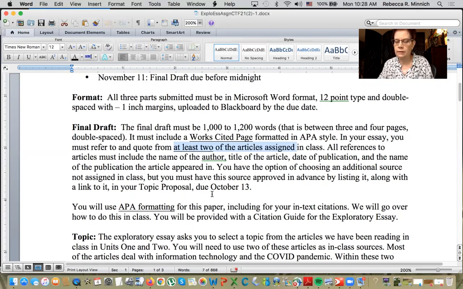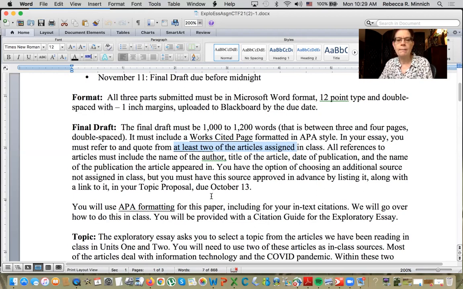So really none of these articles are just being assigned for no good reason, right? If you have a reading assignment in the class, please know that it's going to become the subject of a discussion board post. It's going to become the subject of an exercise, and you may possibly use it as a source, right? So nothing goes to waste in this class.